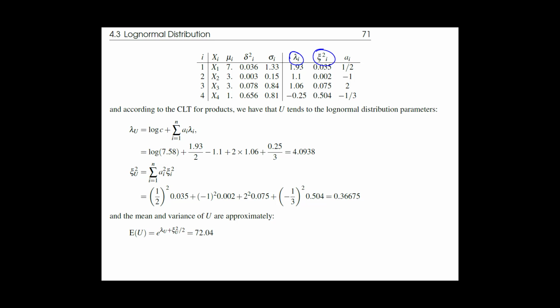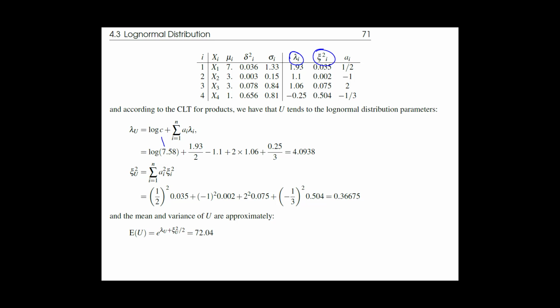So the first one is for the lambda u. So the lambda parameter for the variable that we're interested in here. So log of c, and c is 7.8, right? And then plus all the AIs times the lambda i's, right? So these 2 columns multiply.